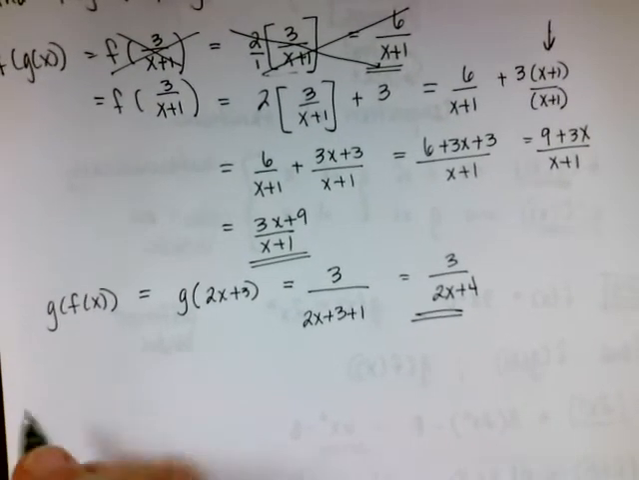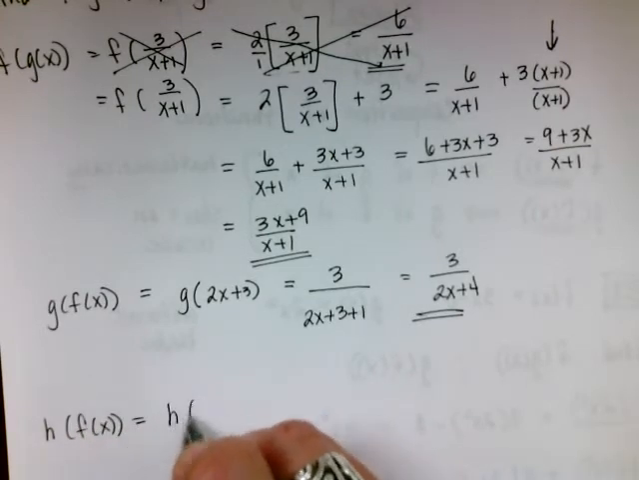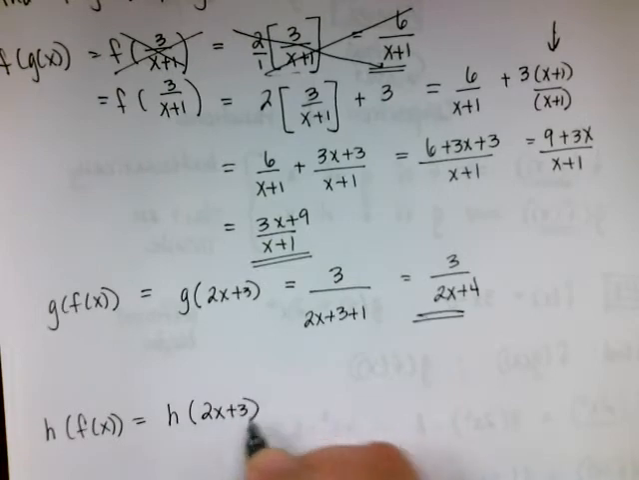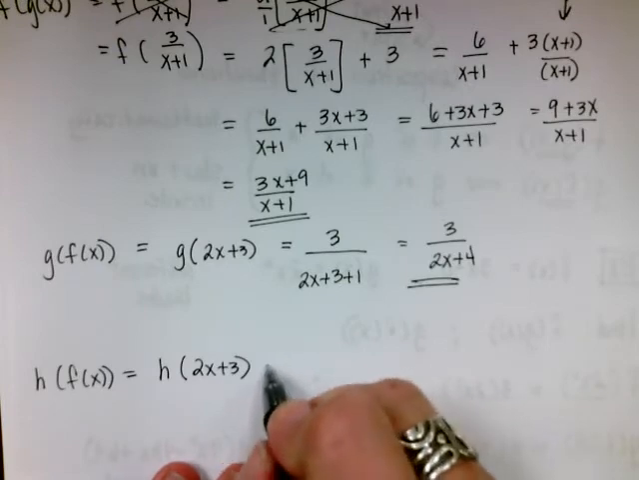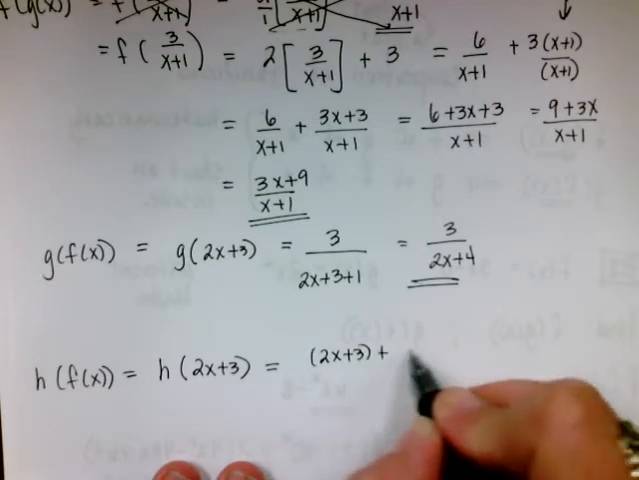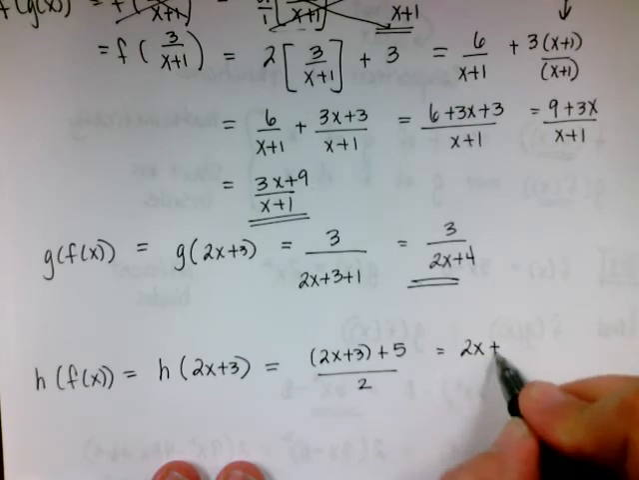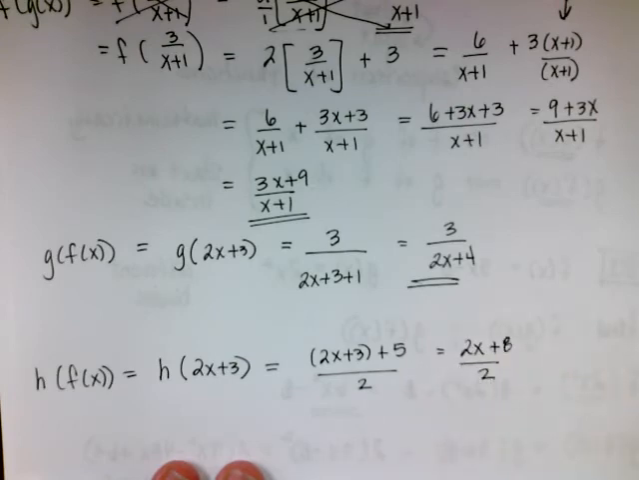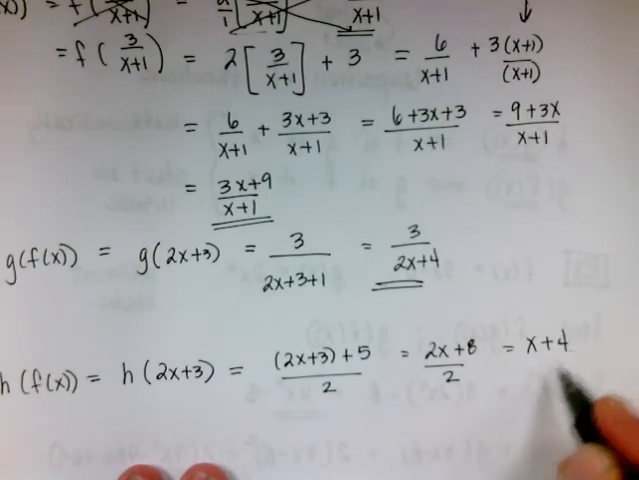All right, next problem, I'm going to do h of f of x. So I'm going to do h of my 2x plus 3. Okay, and now I'm going to substitute that into my h of x, and my h of x was x, which is 2x plus 3 plus 5 over 2. If I simplify this, this is 2x plus 8 over 2. All of those terms have a 2 in common, so 2 goes into 2x, x, 2 goes into 8, 4, and then there's my answer for that one.